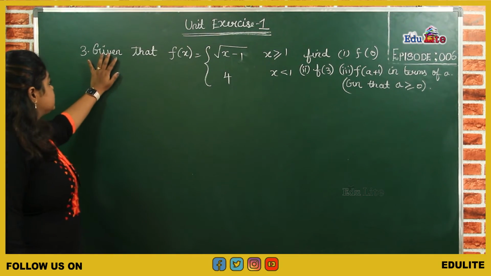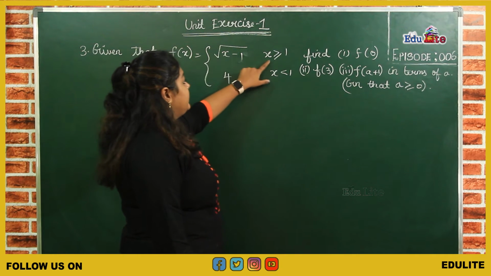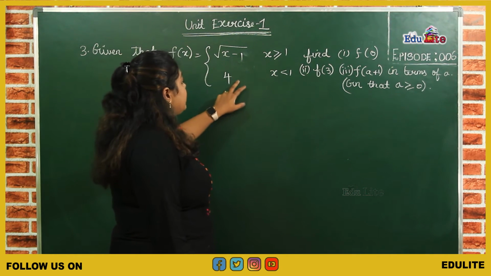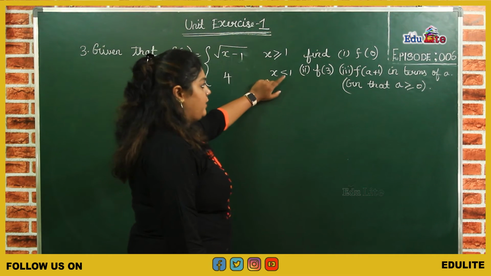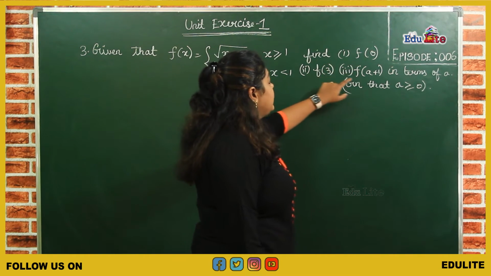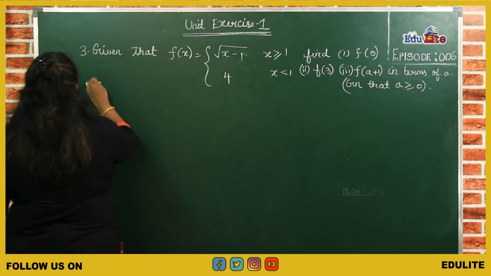Third problem is given as, f of x equals square root of x minus 1 when x is greater than or equal to 1, that is 1 is included, and f of x is 4 when x is less than 1. 1 is not included here. We need to find f of 0, f of 3 and f of a plus 1 in terms of a. We will do one by one.